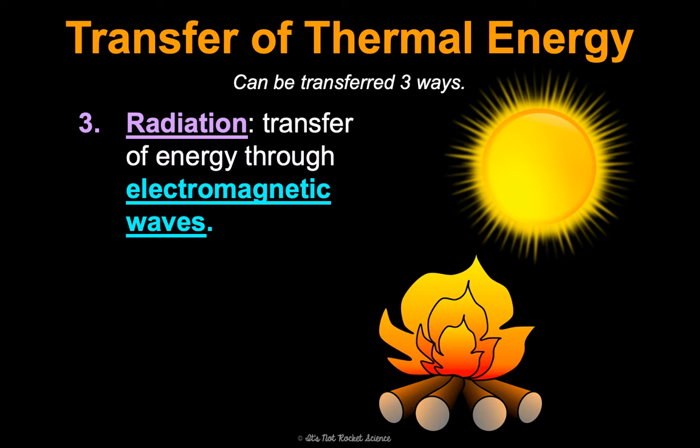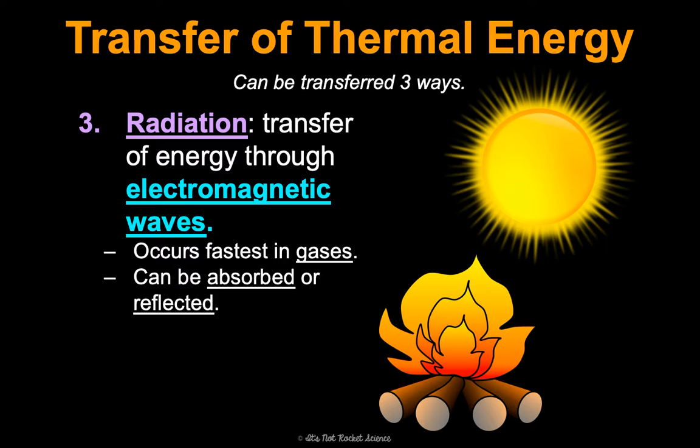Next and last, we have radiation. Radiation is the transfer of energy through electromagnetic waves. It occurs fastest in gases, and it can be absorbed or reflected. This means that it can travel through space and between molecules. This is pretty unique and pretty awesome.